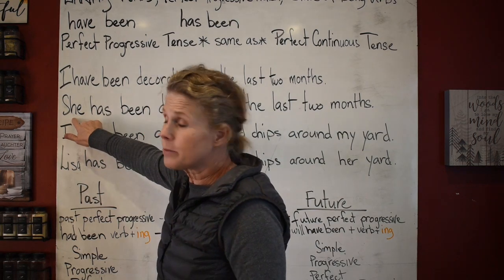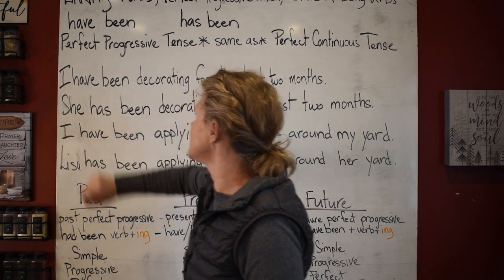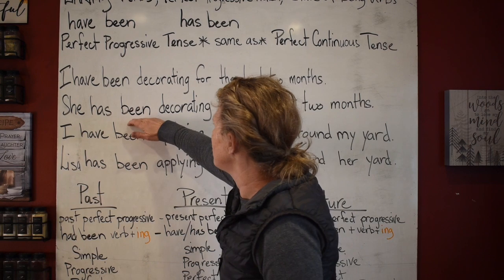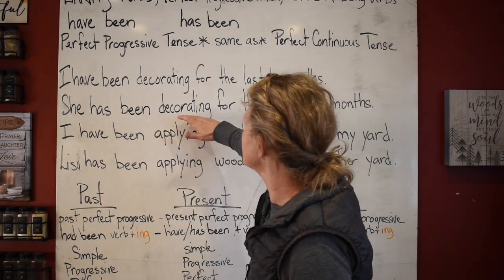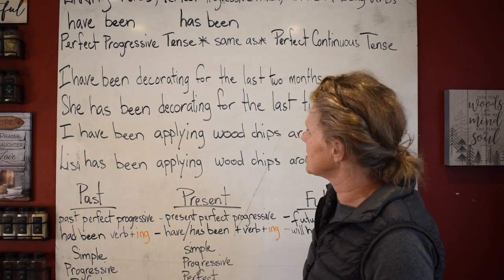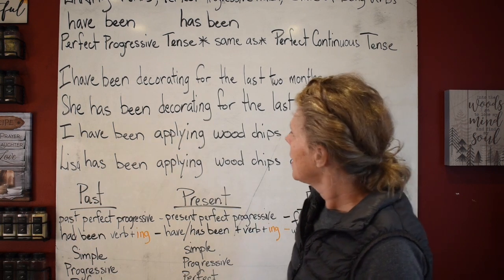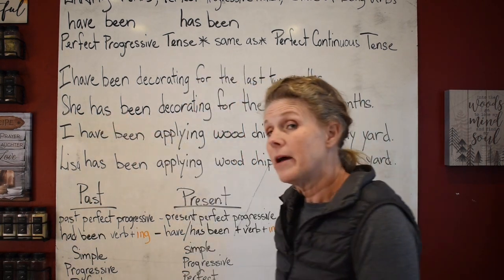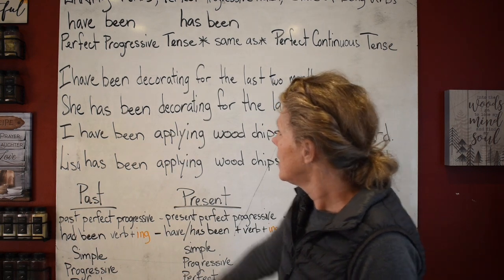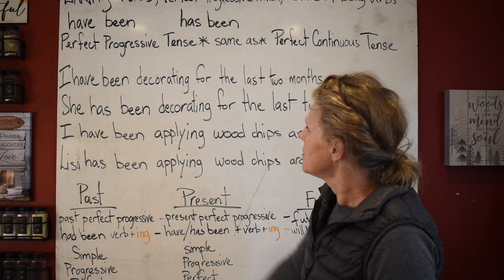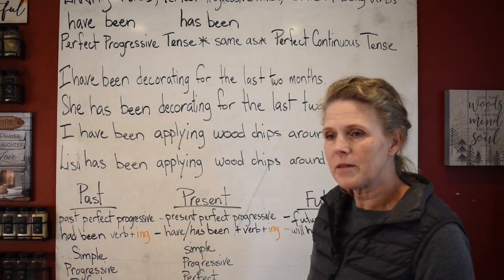Look, third person singular. And then we have been, which is your perfect tense. Decorating is your progressive tense. Okay? We still can call these the helping verbs, though. These 2 are helping. This verb phrase is helping the decorating.